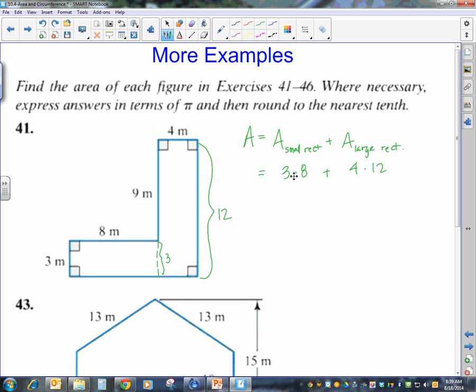And we've talked before, does it matter if it's 3 times 8 or 8 times 3? Absolutely not. Okay? So 24 plus 48 is 72. Okay? And remember, there are units in my problem, so I need to have units in my answer. So this is going to be square meters.